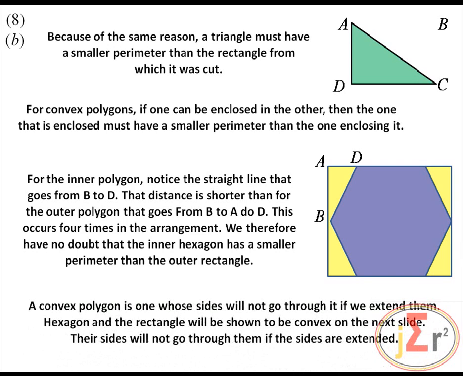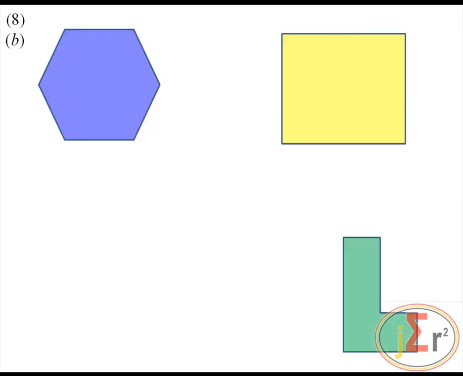A convex polygon is one whose sides will not go through it if we extend them. The hexagon and the rectangle will be shown to be convex on the next slide. Their sides will not go through them if the sides are extended. So these are convex. So this one is convex because we have extended all the sides.